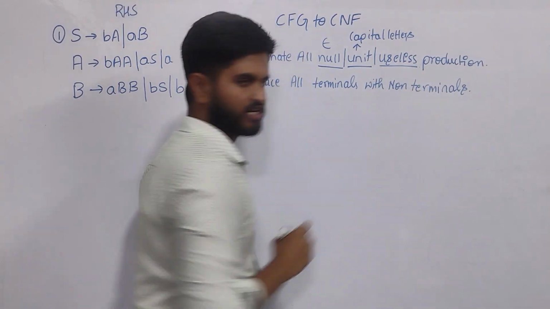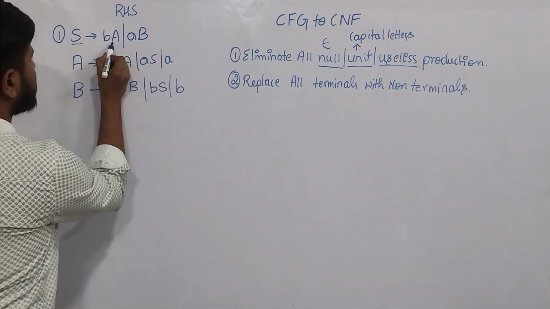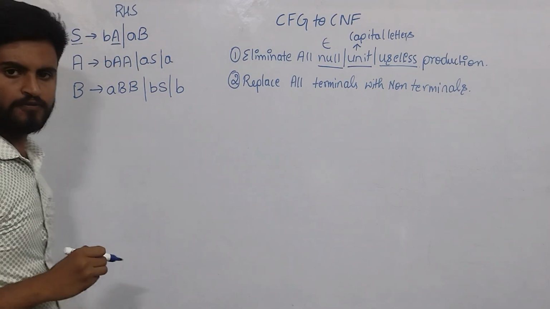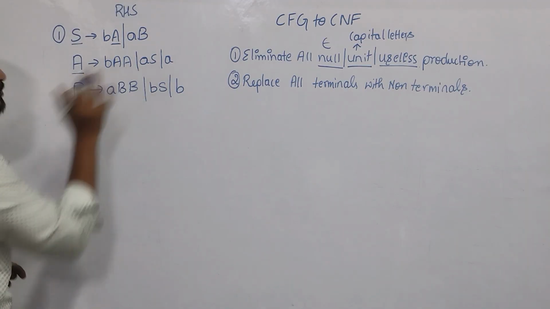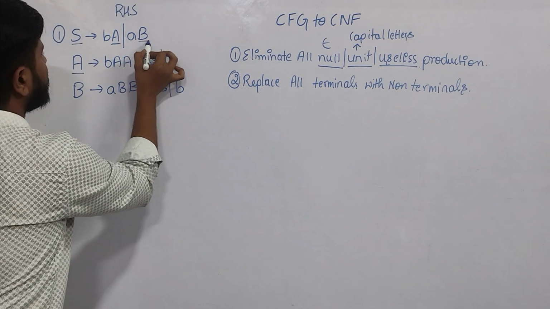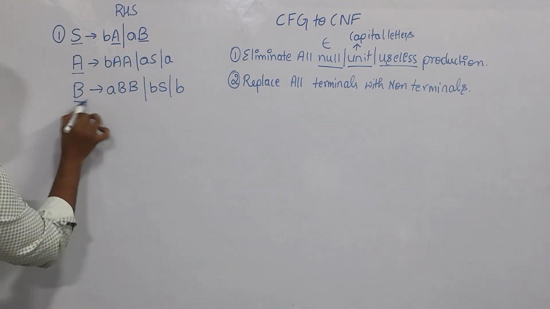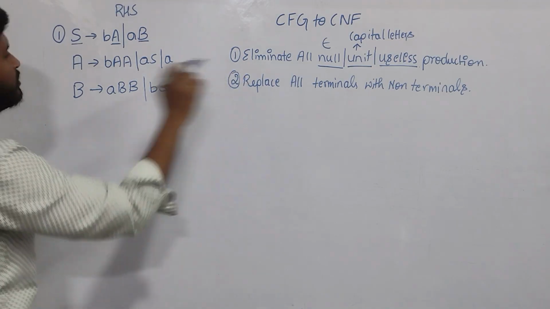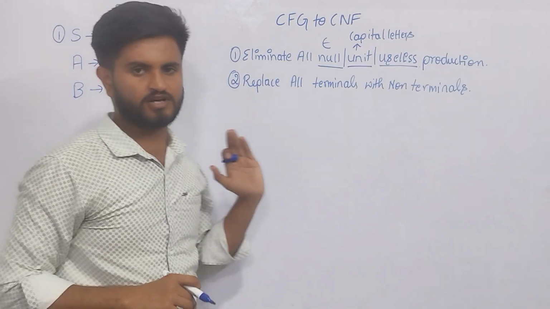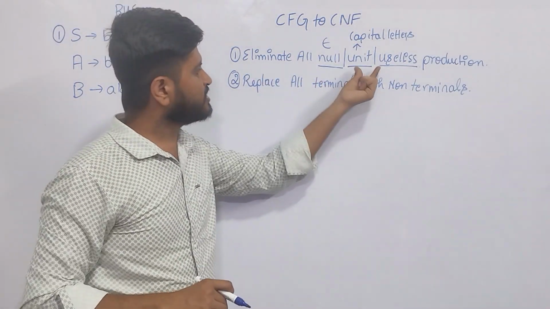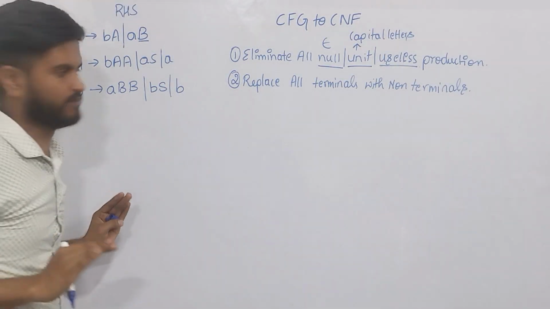Next, useless production. So who is the first producer? S is my first producer. See the last letter of the first production. It is capital letter A. So yes, A is producing some productions. Next, here the last letter is capital letter B. So capital letter B is producing some production. So here there is no useless production also. That is, in this problem, the first step is not needed. All the null production, unit production and useless production are already eliminated in the given problem.